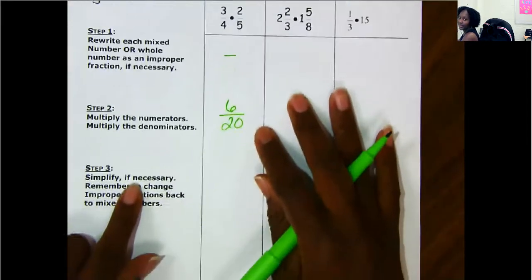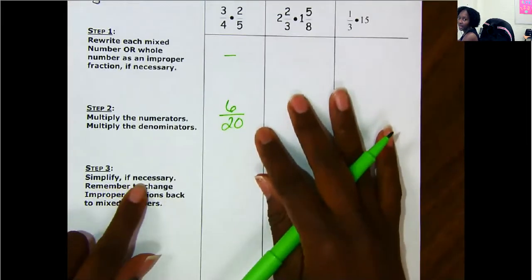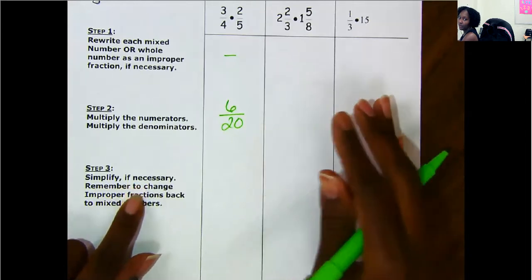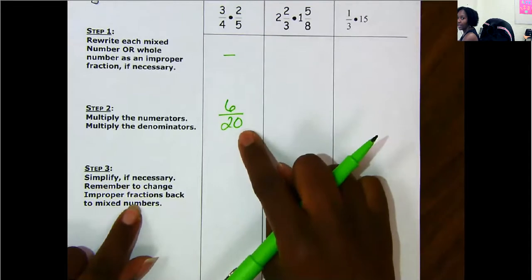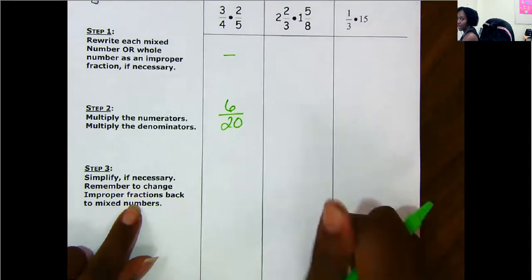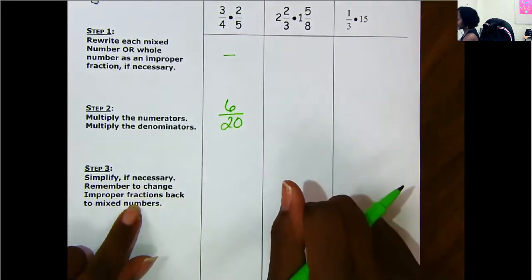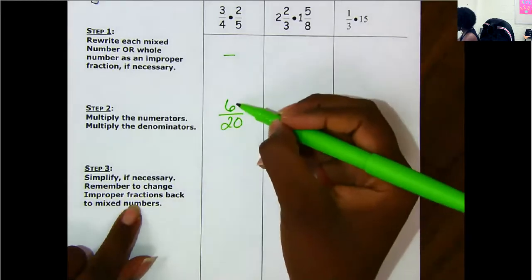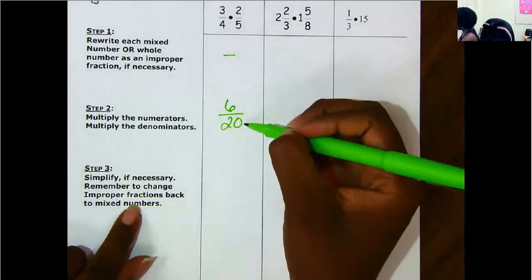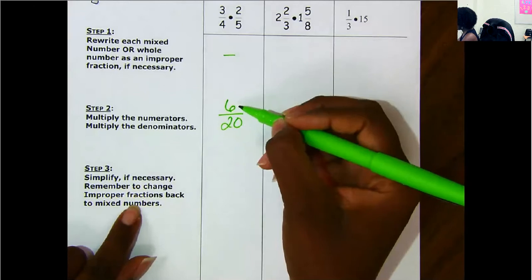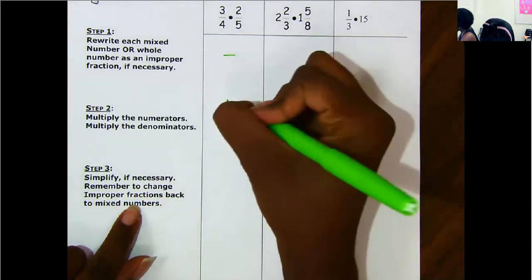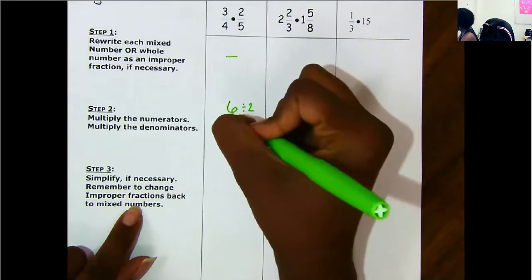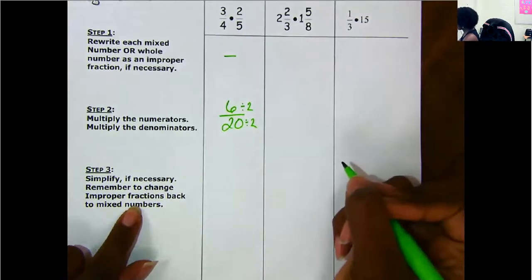Step 3 says to simplify if necessary. Remember to change an improper fraction back to a mixed number. It's not an improper fraction, but I do need to simplify. Remember, you're trying to find the biggest number that will go into both the top and the bottom. Ladies and gentlemen, 6 is an even number, and so is 20. I know if both of my numbers are even, I am always divisible by 2. So I'm going to divide both of them by 2.